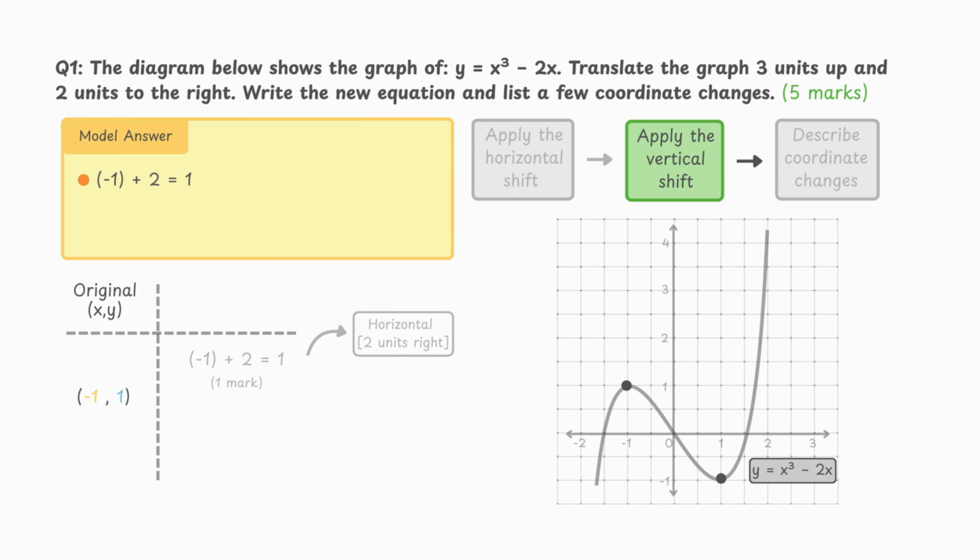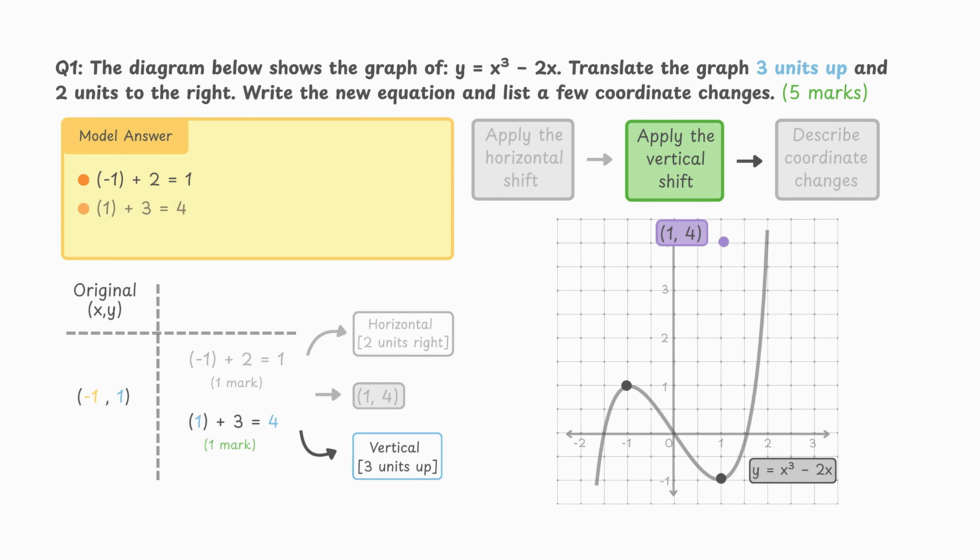Now let's move to step 2. Apply the vertical shift. The graph moves 3 units up. Vertical translations affect the y values. We now use the translated coordinate 1, 1. To move the graph upward by 3, we add 3 to the y coordinate. 1 plus 3 equals 4. So the final translated coordinate becomes 1, 4. The image labels this as vertical 3 units up. This earns 1 mark for correctly applying the vertical translation.